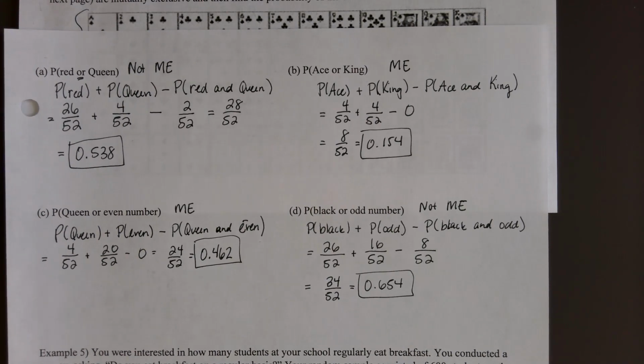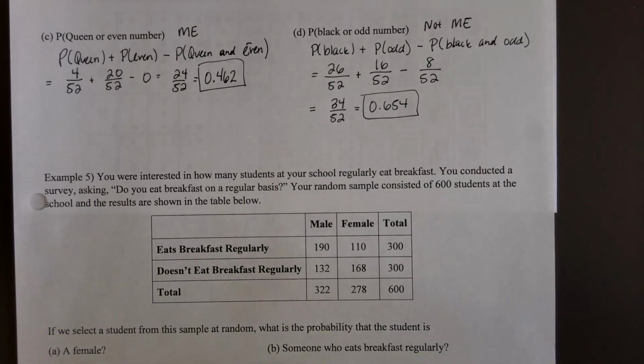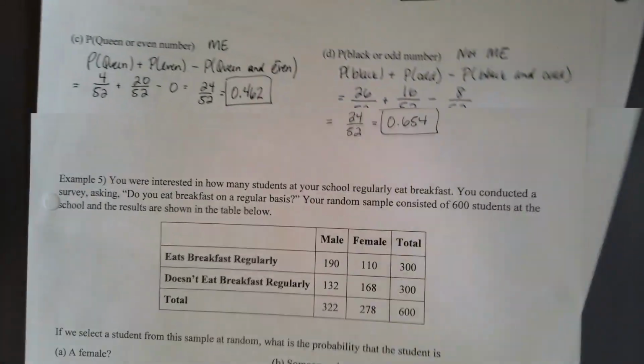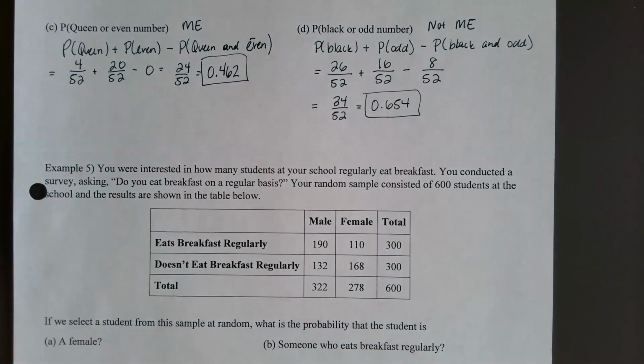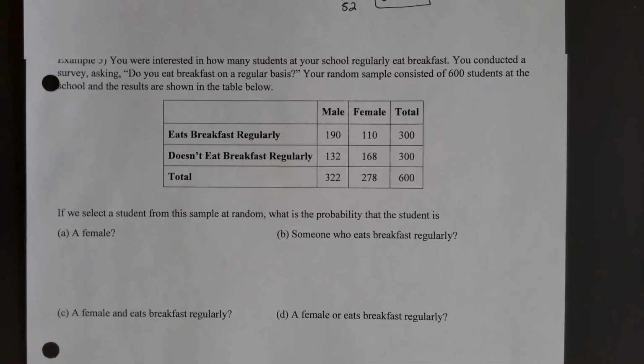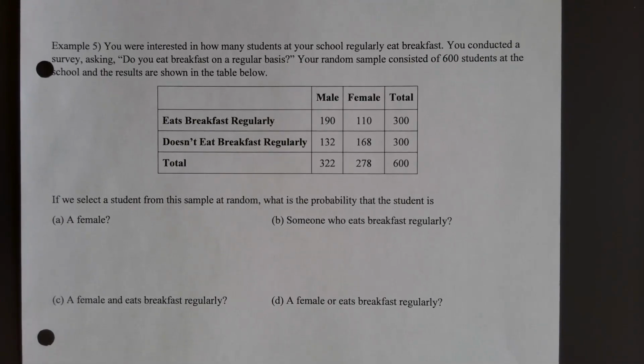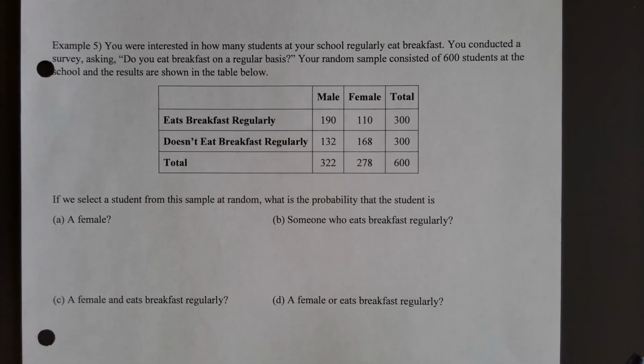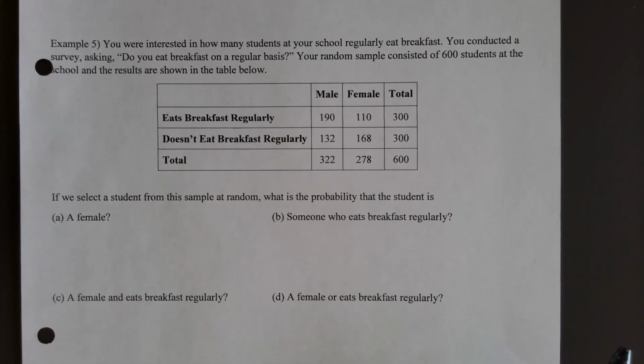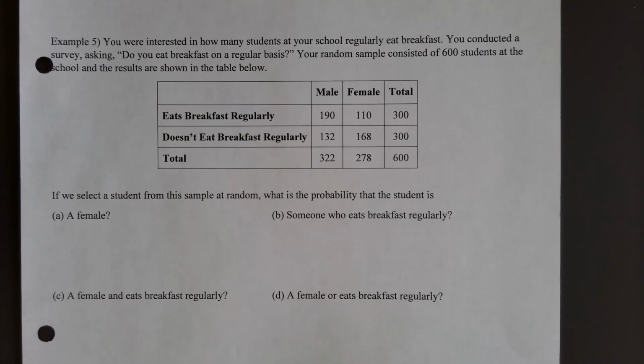All right, so the last thing we're going to talk about is when we actually have a two-way table, and we can use this to find probabilities as well. So you were interested in how many students at the school regularly eat breakfast. So we have, do you regularly eat breakfast? And then whether or not they're male or female. And there were 600 students that participated at the school.